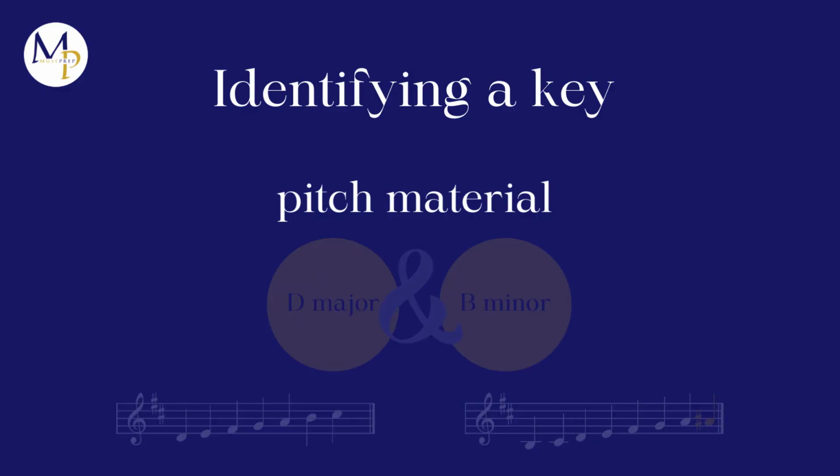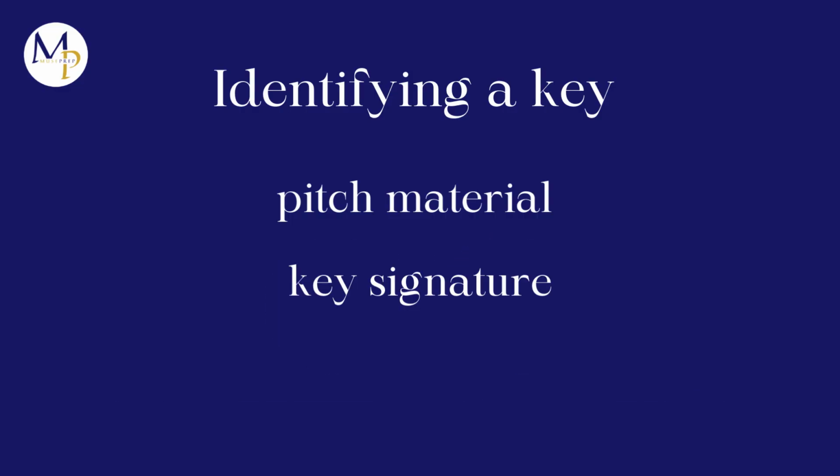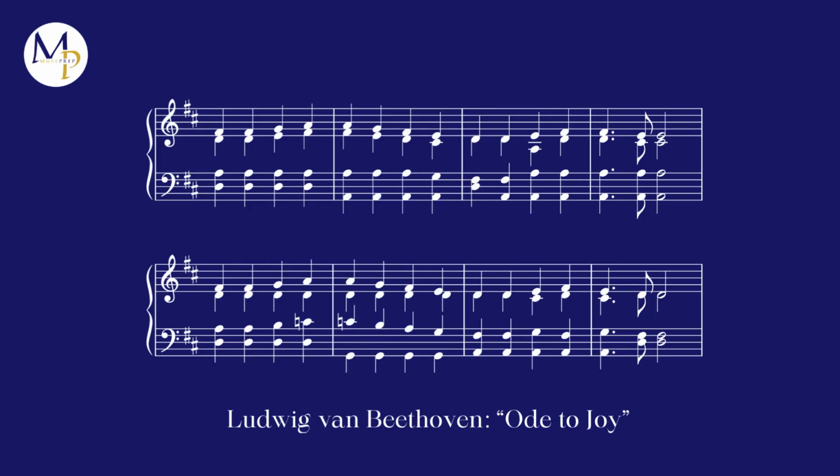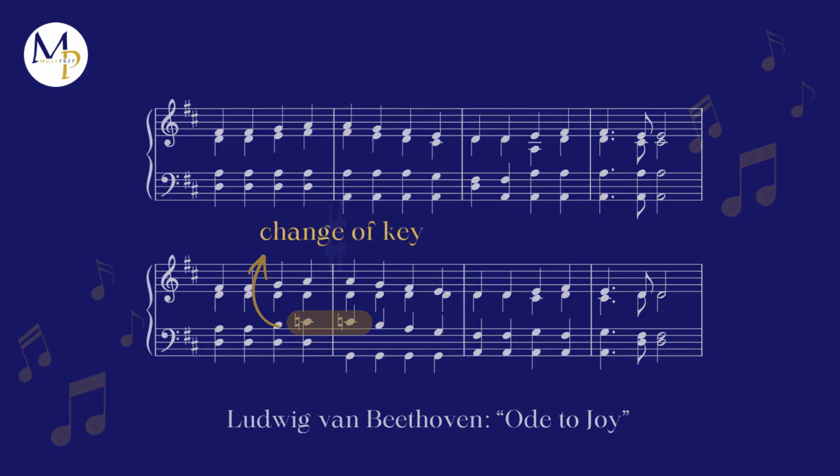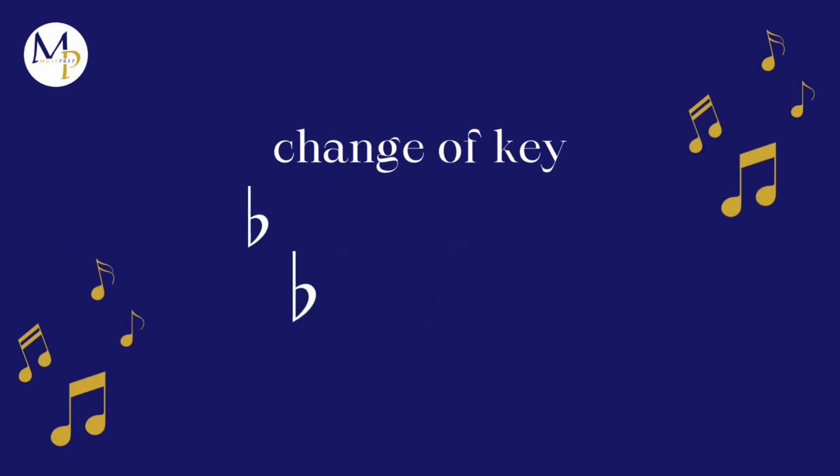To identify the main key, the key signature and the final note or final chord are also very helpful. As you can see in the example, there is still one foreign note in D major, C natural. You might already guess what this could indicate, a change of key. And that is exactly what we will look at in the next video.